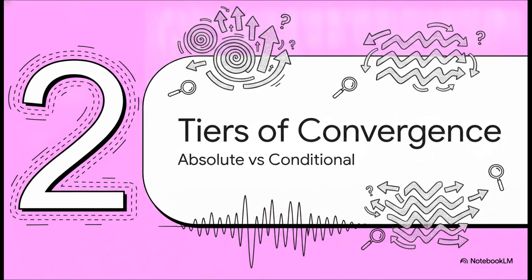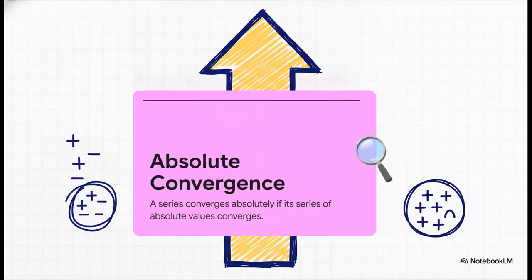Which brings us to section 2, two tiers of convergence. Okay, let's dive into this. Because this right here is where the detective work gets incredibly fascinating. See, in the world of alternating series, there isn't just one type of convergence. There are actually two totally distinct tiers. I want you to think of this first tier as the gold standard, or the VIP tier.